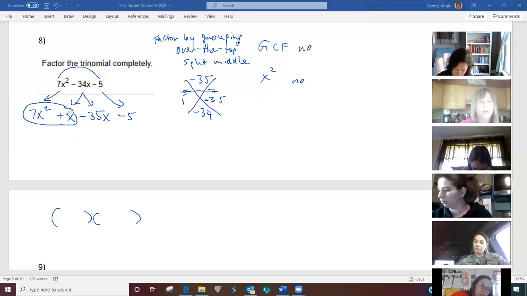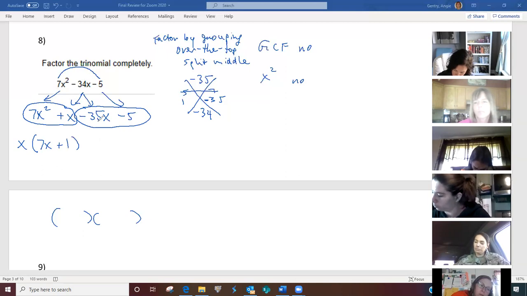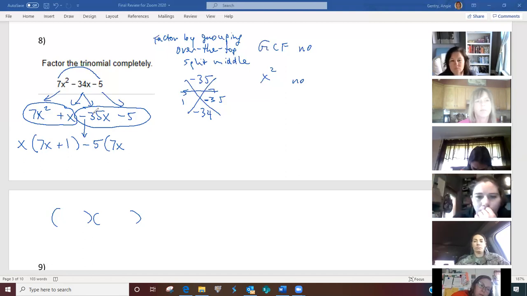And always check this. Plus 1x minus 35x is negative 34x. True, you didn't change anything. You just split the middle term. And now you do factor by grouping. First group, what do they have in common? There's an x. X times 7x, 7x squared. X times what is x? 1. Then you bring down the negative sign like I asked you to, because it's critical. And then you say, what do these have in common? I see a 5. 5 times what is 35x? You see, and you check your signs again too. Negative 5 times 7x, negative 35x, true.